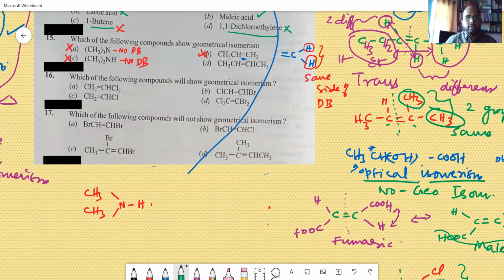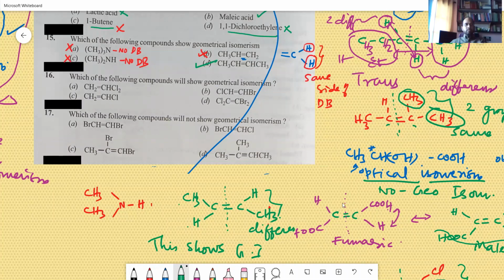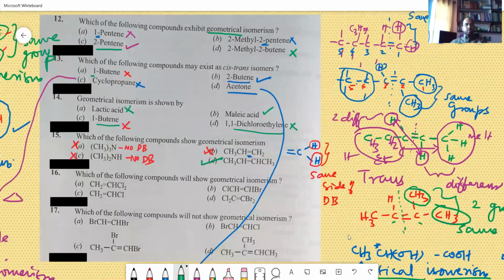It has a structure like CH3, CH double bond CH, CH3. Here two groups are different, and here also two groups are different. You draw a line across the double bond. Therefore, this shows geometrical isomerism. So that is how you solve this entire question set by drawing some structures.